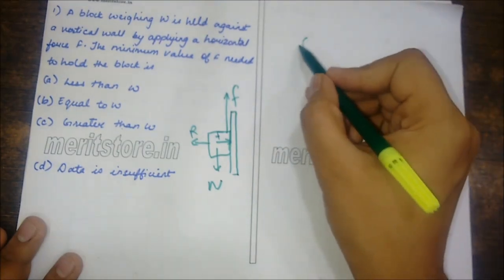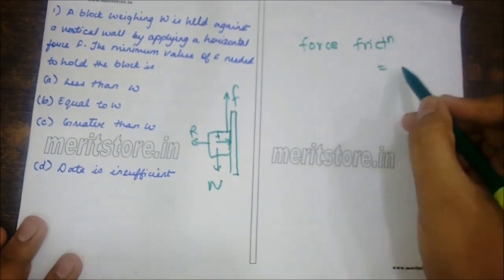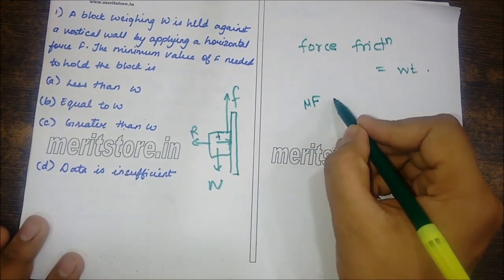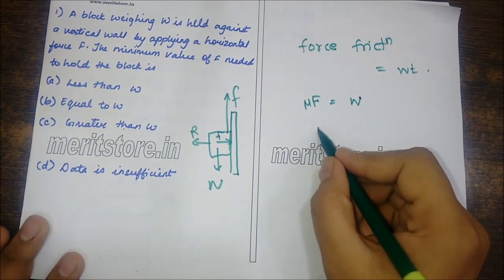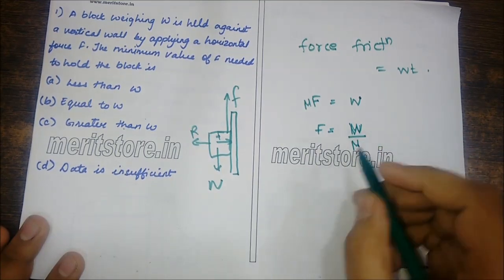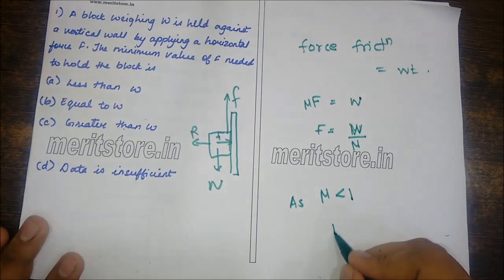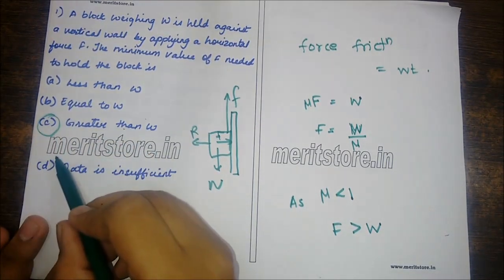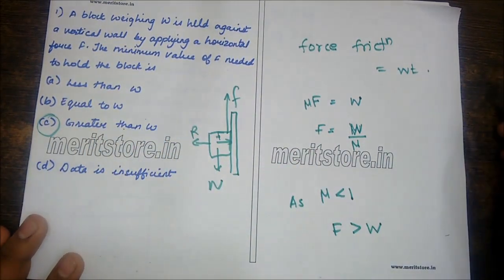We know that force of friction is equal to weight of the block. So mu F is equal to W. F is equal to W upon mu. As we know, mu is less than 1, F is greater than W. So option C, F needed to hold the block is greater than W is the correct answer.